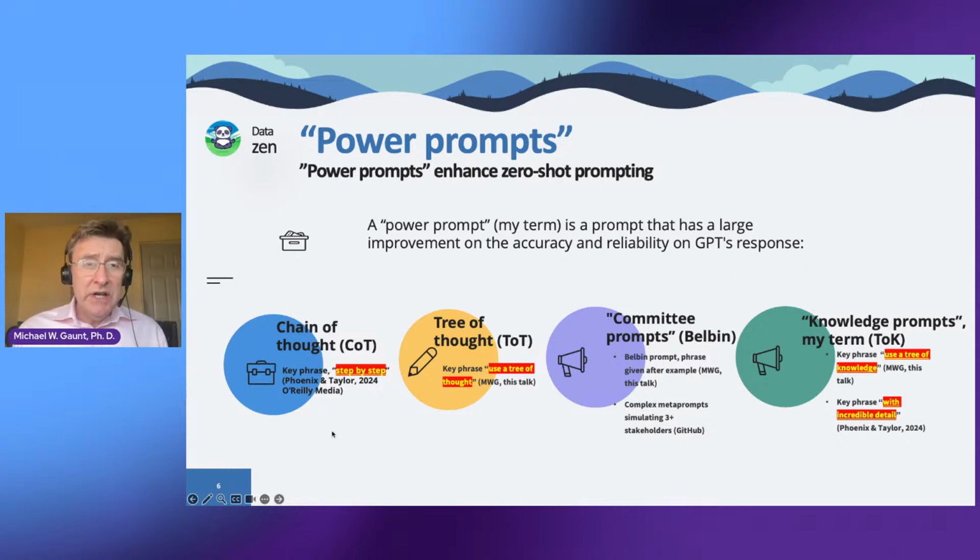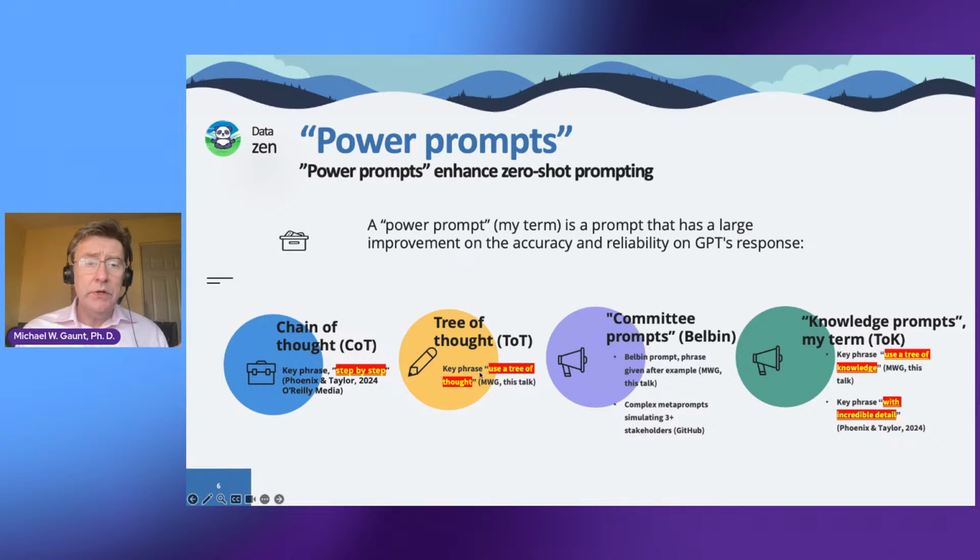So an example of a power prompt is to include the prompt, but simply use the power words step by step. And this is called a chain of thought prompt. And Phoenix and Taylor went into this in a lot of detail. And in most queries, step by step will improve the accuracy of your response, regardless of what you're looking at.